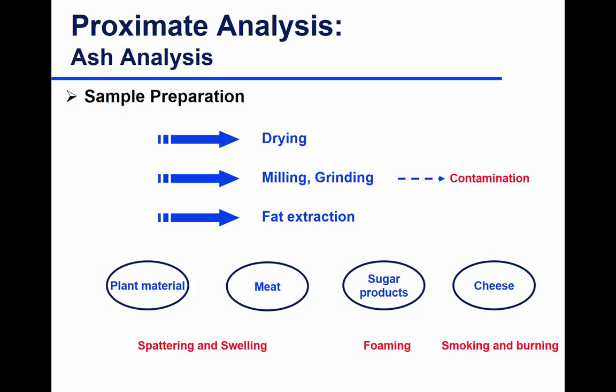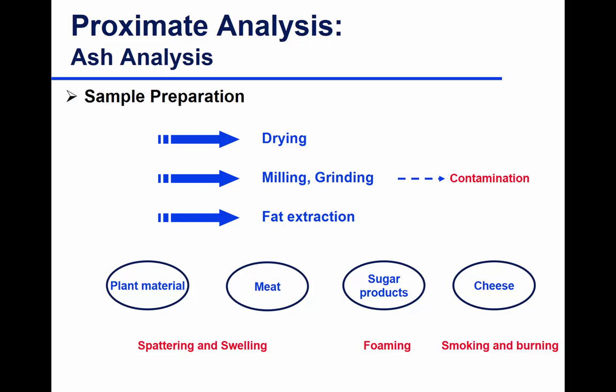But the problem with that is sometimes you get contamination, especially mineral contamination, depending on the container that you put your sample in to grind it. If it's metallic, then you're possibly going to get some elemental contamination. So that is a possibility. Those are the issues with samples that are high in moisture and high in fat, and also sugar products that might cause foaming.